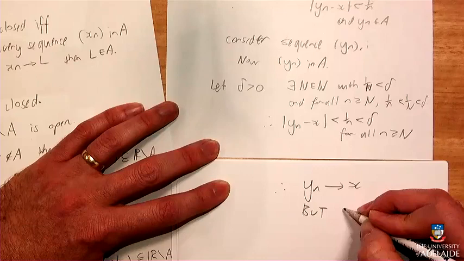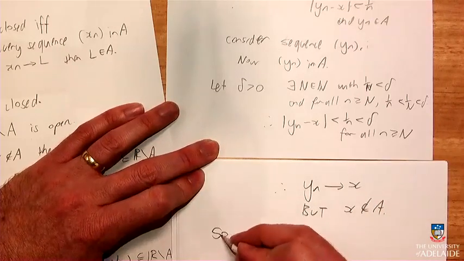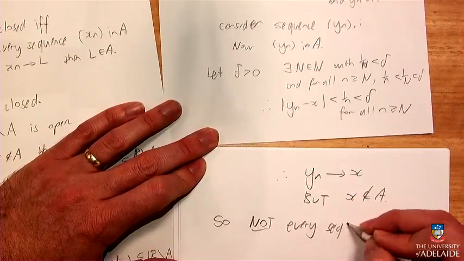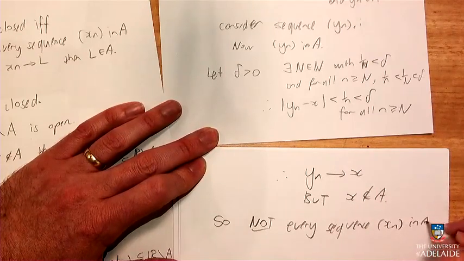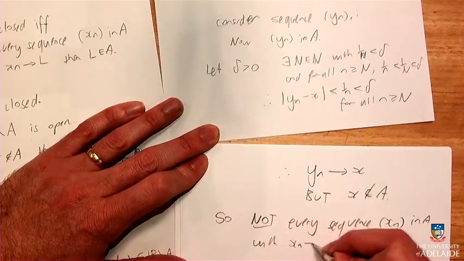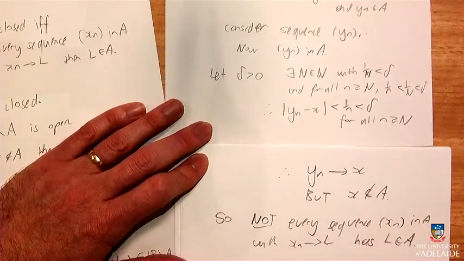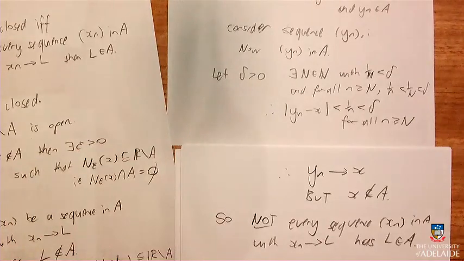But x is not in A. So not every sequence xn in A with xn going to L has L in A, because we just found one that didn't. Thus proven. So we've done the proof by contradiction for the first bit and the contrapositive of the second bit, and so the whole thing works.